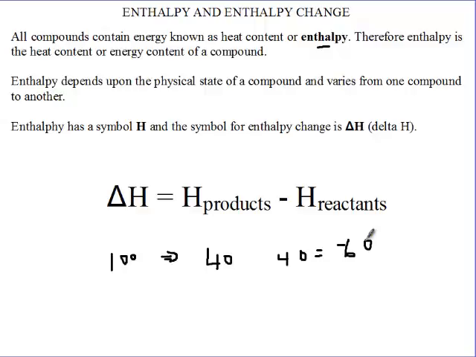But when it's the other way around, we start with 40 and then we end with 100. That will mean we are going to take 40 away from 100 to get 60 joules, which means that this reaction ended with more energy than it started. So clearly energy was absorbed from the surroundings. Therefore, the reaction is endothermic.